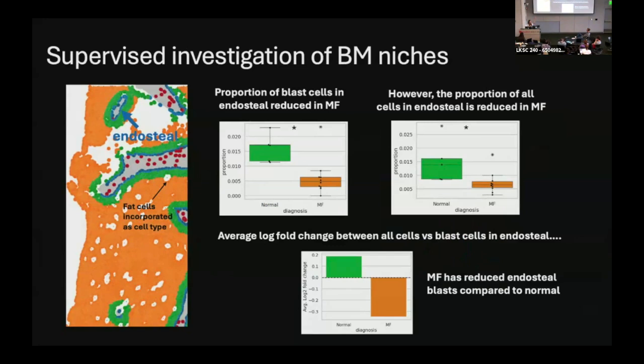So I just chose a very simple representation of the endosteal potential niche. So these are the blue cells around the bone. And I wanted to see if there was a change between our normal samples and our highest disease state, myelofibrosis. At first glance, you can see there's a nice differential abundance in blast cells. I've defined blast cells as cells which co-express CD34 and KIT. But then you can see that actually all of the cells are decreased. But when I compare it to the log-fold change of the localization of all of the cells compared to just the blast cells, you can see that this is actually real, which is nice.